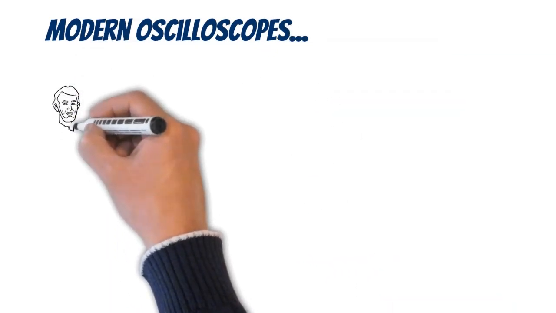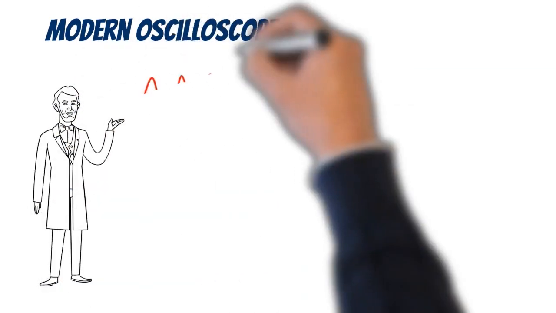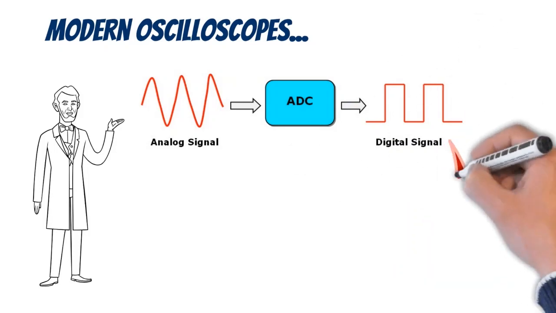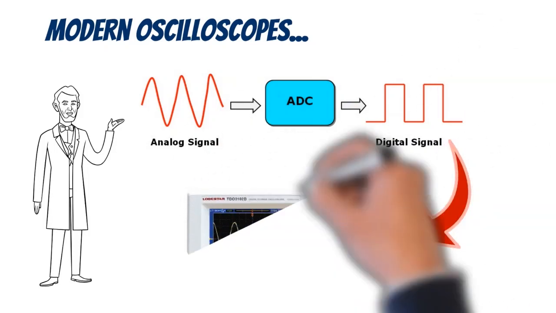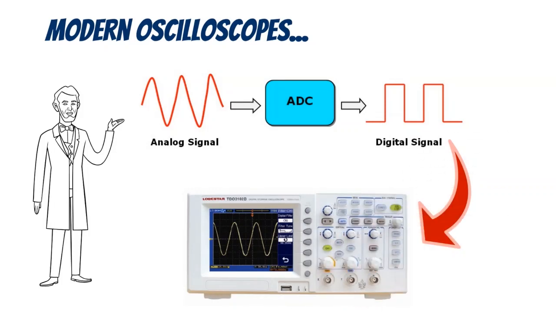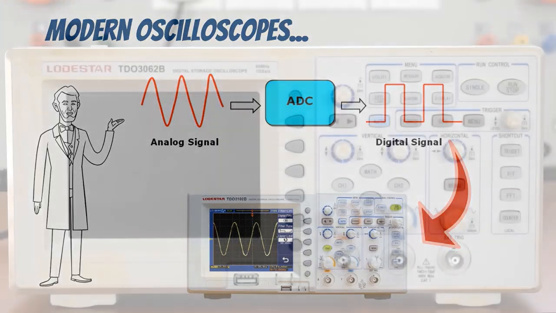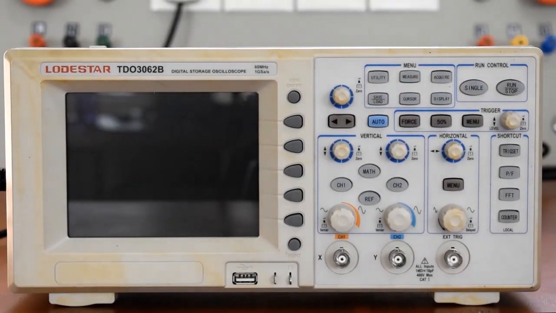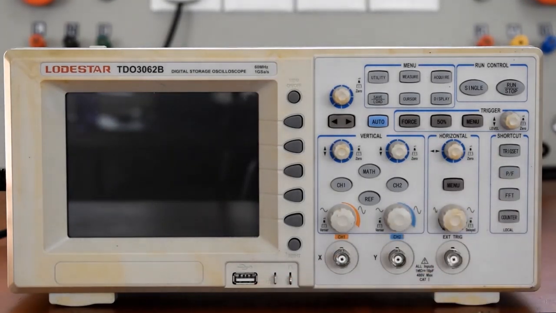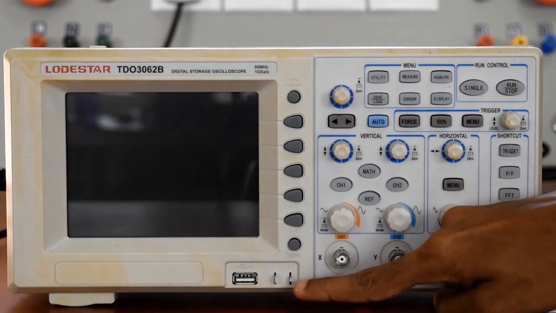Modern oscilloscopes take measurements using an analog to digital converter to sample the signal and then draw the waveform on the screen. While all these buttons and knobs may seem daunting at first, don't worry, let's identify the components of the oscilloscope. First thing you can notice is the display. This is where the waveform and any information about it is drawn. This port is used to connect a USB drive, and these two ports are used for calibration.